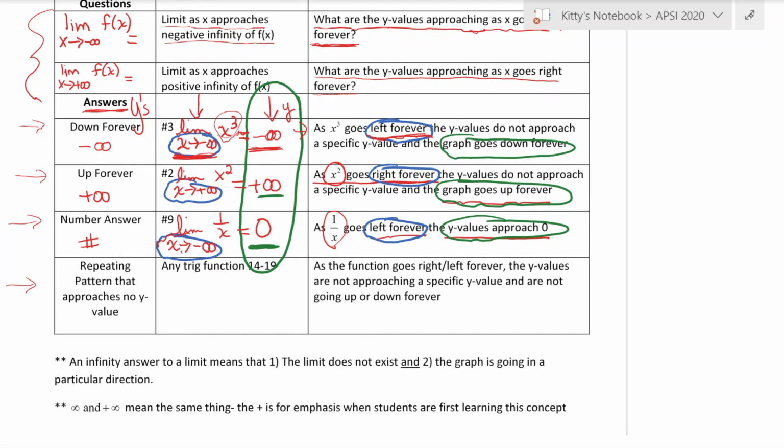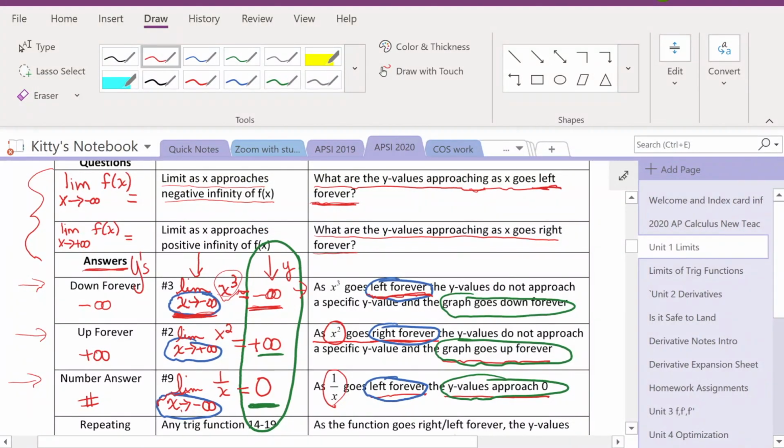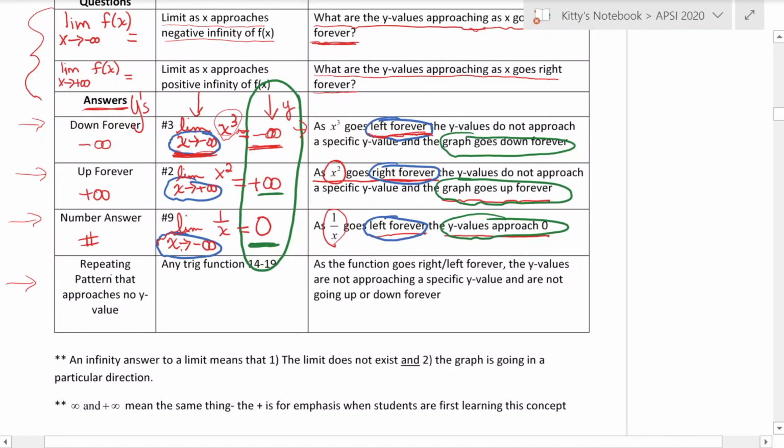All right, let's go back and grab my red pen one more time. And the last one talks about this repeating pattern. If you have a pattern that repeats and you do not approach a y value, not one y value, we say the limit does not exist. Because a limit is a y value, one y value that you approach. And so many times we'll write that as DNE. That's a weird little N, but anyway.